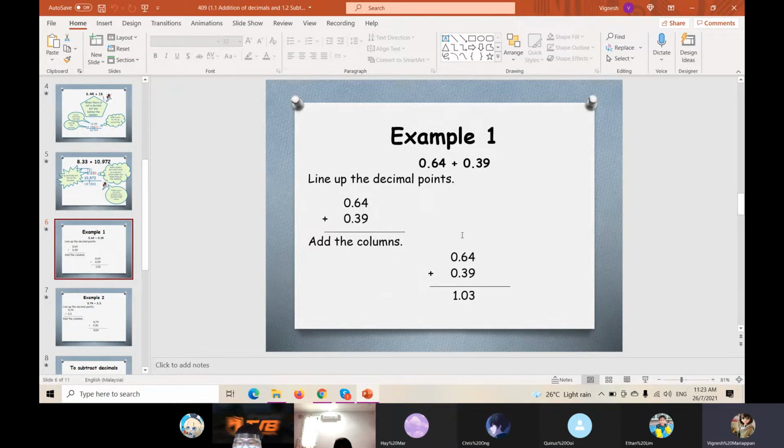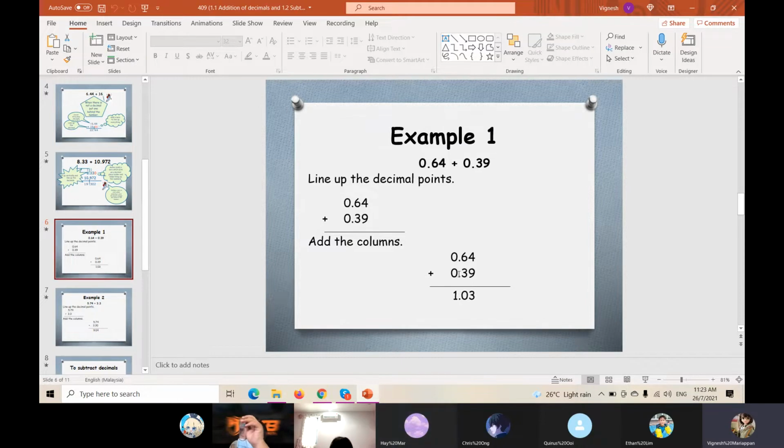Before we move to the working, you need to make sure the decimal is lined up. You have to make sure that you line up the decimal. We call it line up the decimal. Understand? Usually when we go down, it's in the same line, correct? So you have to make sure the decimal also is lined up.